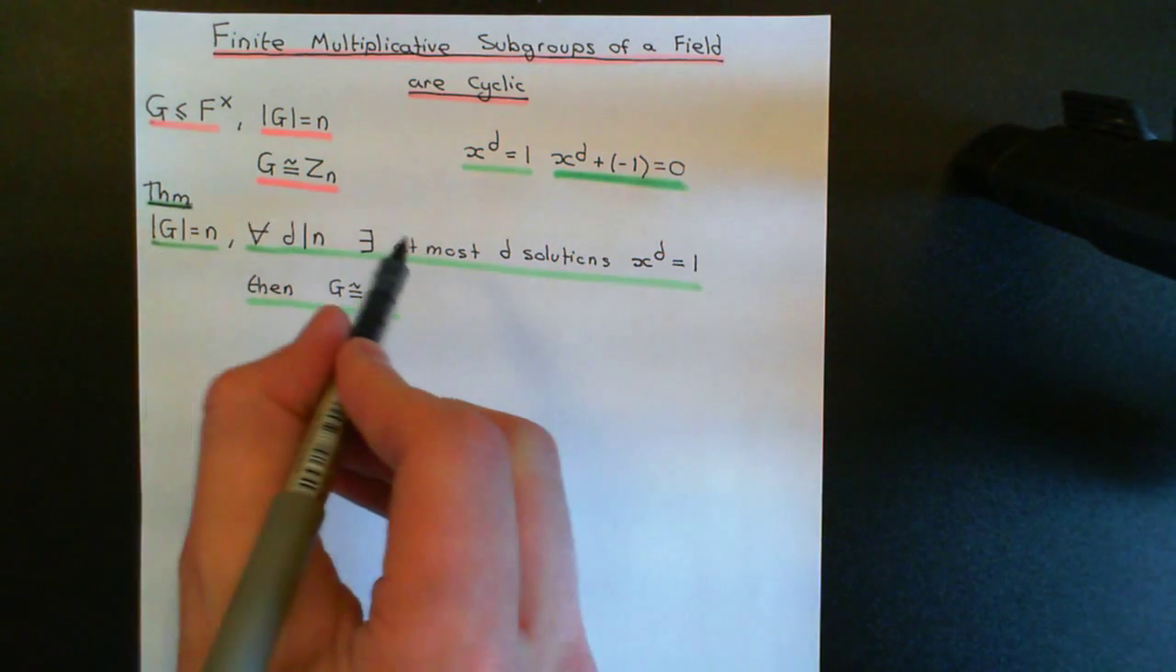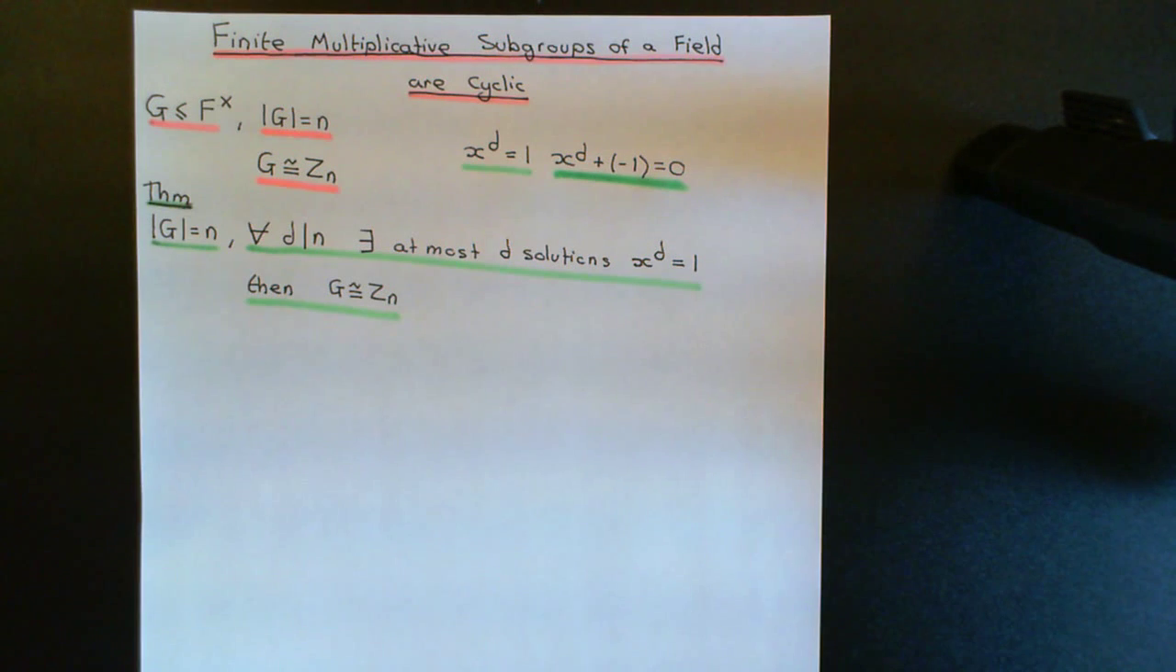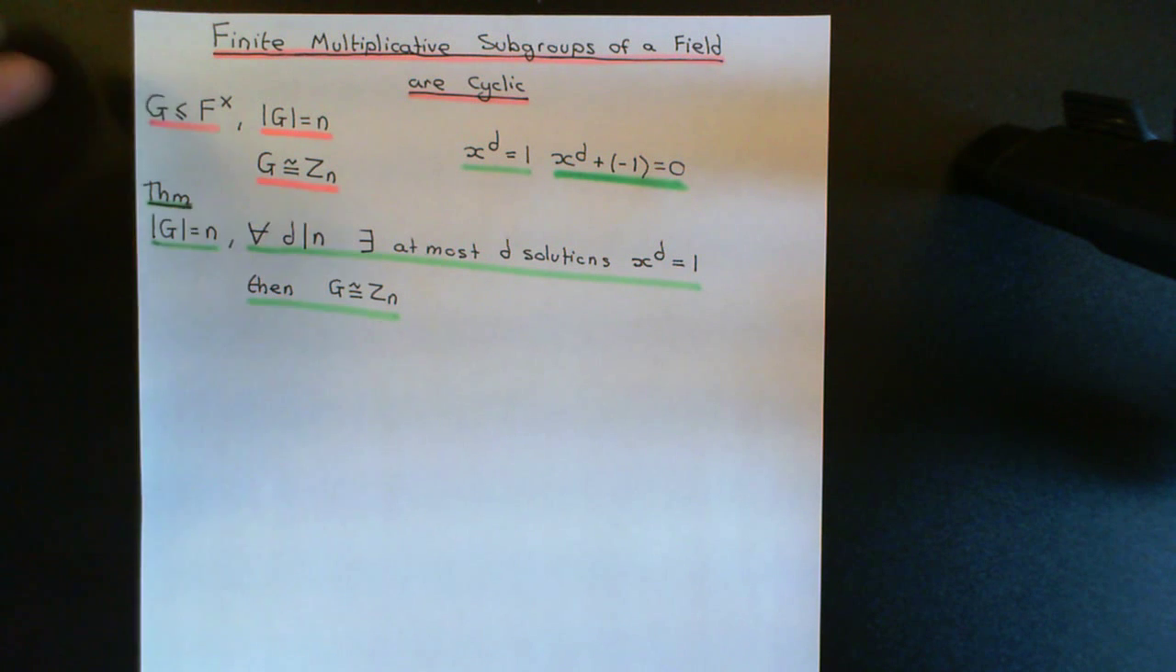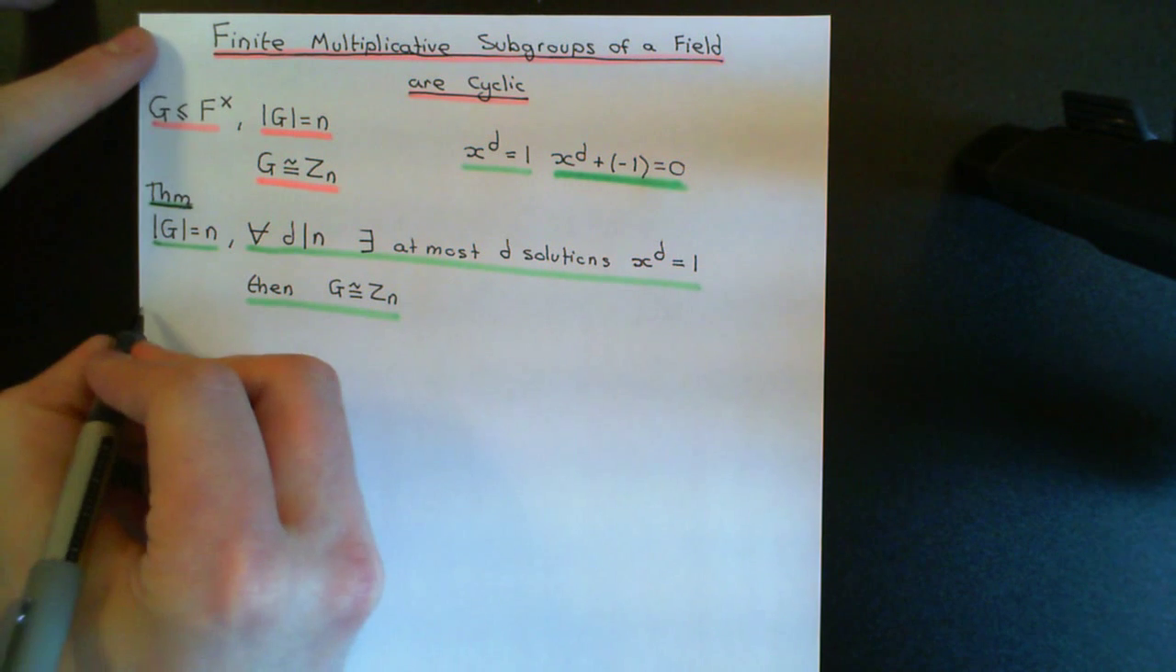So indeed any finite multiplicative subgroup of a field is going to satisfy this property, i.e. it's going to be a finite group with this property true, and therefore if this theorem is true, we can conclude that it's cyclic. So this theorem is going to be our route to proving that a finite multiplicative subgroup of a field is a cyclic group. Everything now rests on being able to prove this theorem.